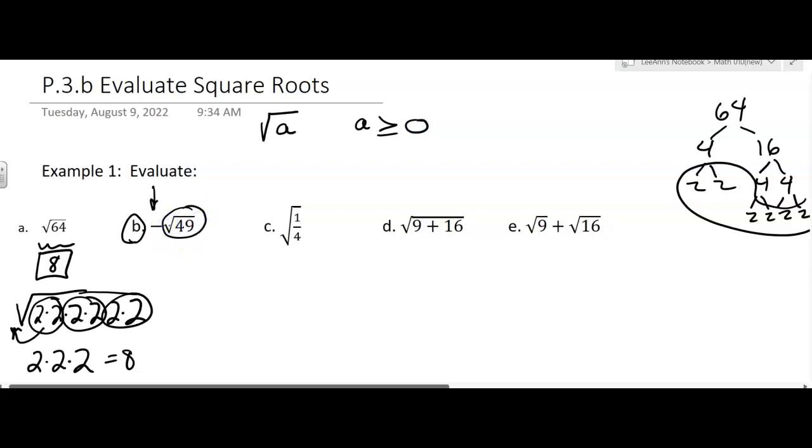What's the square root of 49 then? 7. 7 times 7 is 49. So what do I do with that negative sign? It just comes down. So the answer is negative 7.